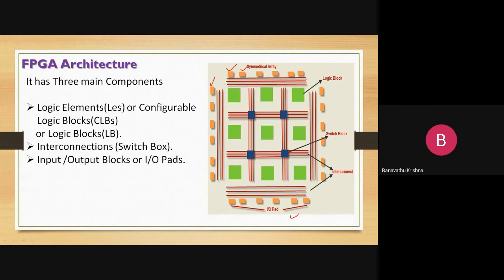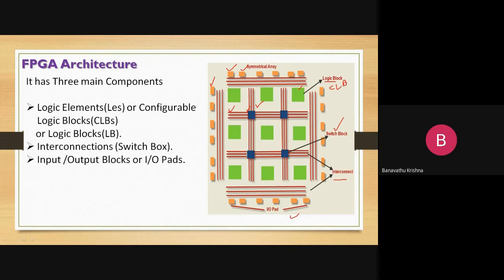And coming to the horizontal lines and vertical lines, here we are making the connections in a horizontal way and a vertical manner. One more thing is the dark box here, which is the switch box. It is called switch blocks. Here we make the connections in the horizontal and vertical way, which is called interconnection. And the light green block here is called the logic block, also called CLB, configurable logic blocks.